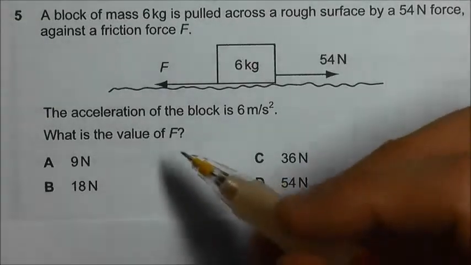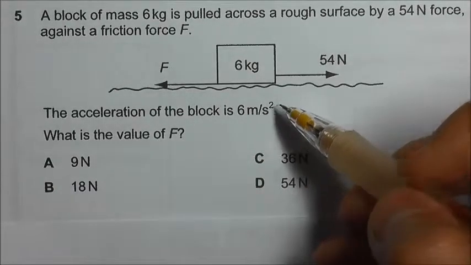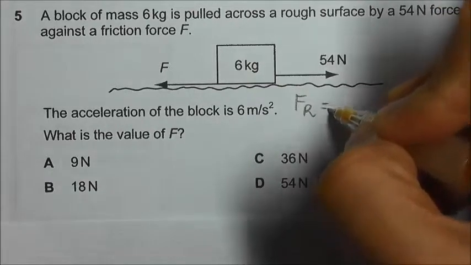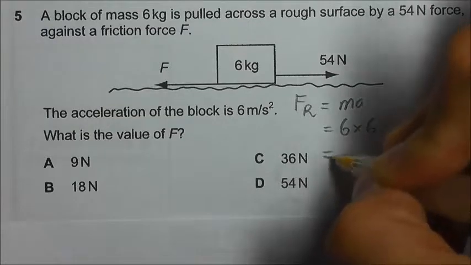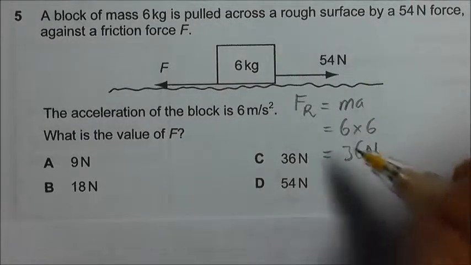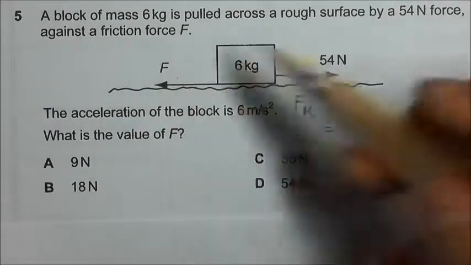Okay, in this question, we have the final acceleration of the block as 6 meters per second squared. So we can find out the resultant force. It should be m a, 6 times 6, 36 Newton. So 36 Newton is the resultant force of this 54 Newton and the frictional force.